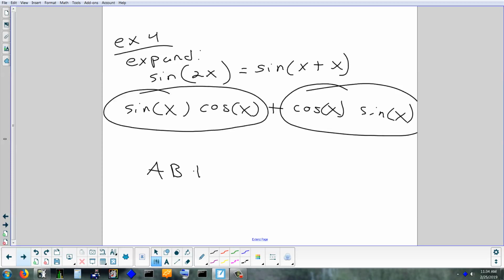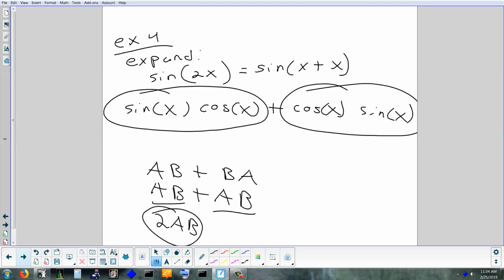That's kind of like having something like this: a times b plus b times a. What's the difference between a times b and b times a? Nothing. They're the same thing. So you could just think of it like this, if you really wanted: a times b plus a times b. So how many of these do you have? You have 2 of the a times b. That's what you get there. It's the same idea here.